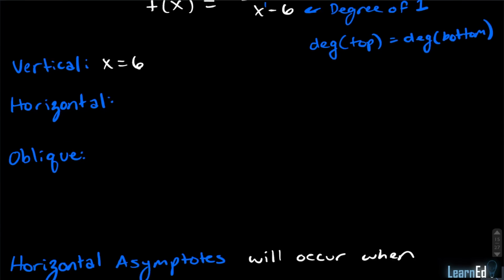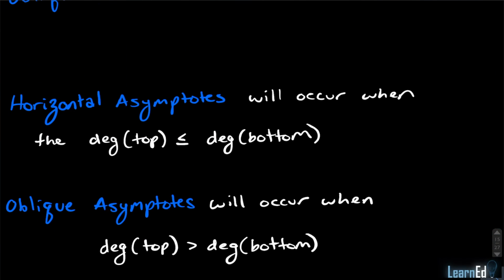And so we do end up getting a horizontal asymptote, because it's less than or equal to, right? So it's equal to, so that's a horizontal asymptote. So we're going to get one. We'll have to take a look at that in a second, but also good to write down when you get oblique asymptotes or diagonal asymptotes, right? That will occur when the degree of the top is greater than the degree of the bottom.